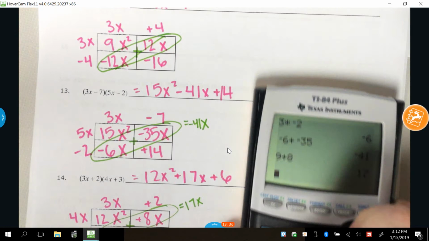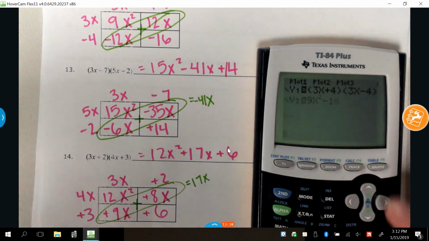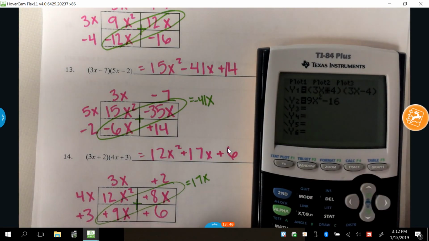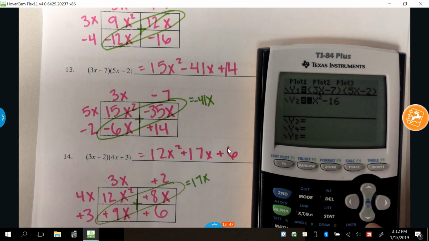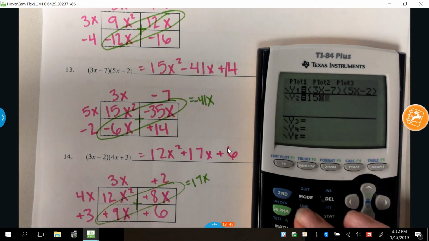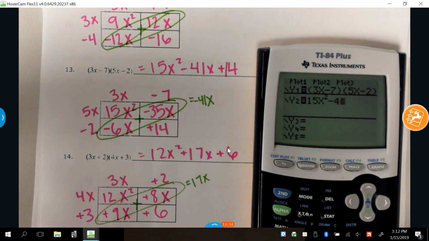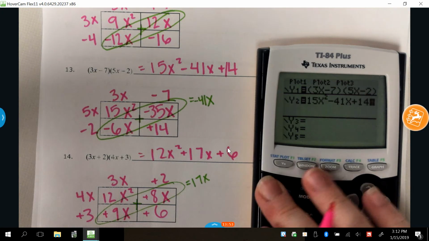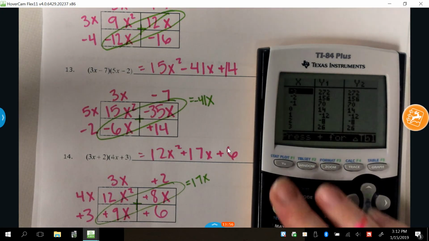Okay, and then to check my work for these last two, I'll just do it right now. We had 3x minus 7, 5x minus 2. And we got 15x squared minus 41x plus 14. Everything matches, so that one's correct.